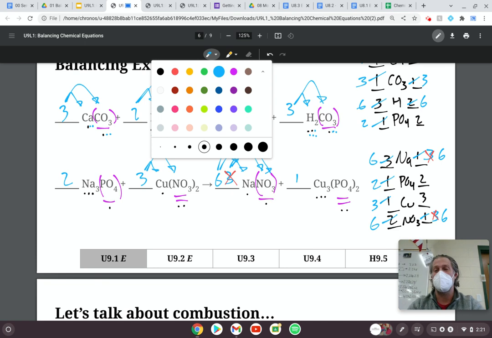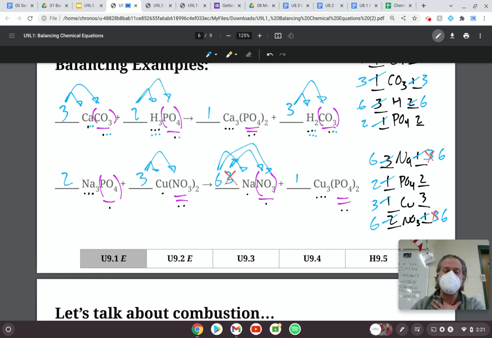So I had to go back and do it again. In this problem, what I ended up doing was keeping that first attempt at balancing. I crossed it out, and then I went back and filled it in. So we ended up with 6 sodiums on both sides. We ended up with 6 nitrates on both sides.